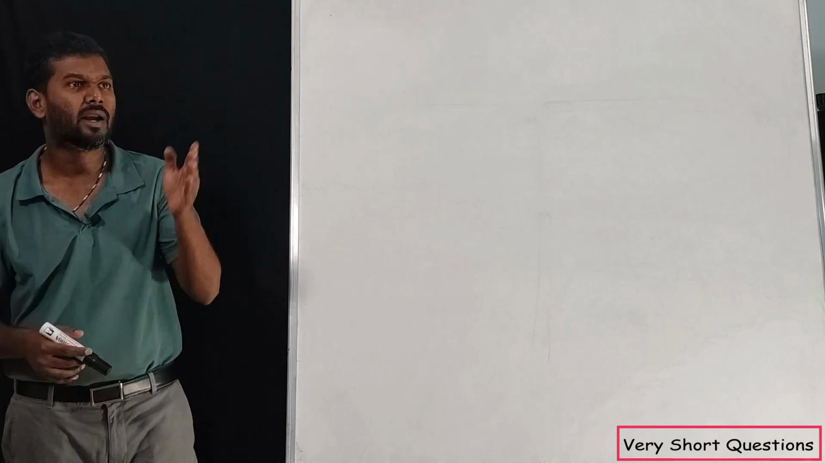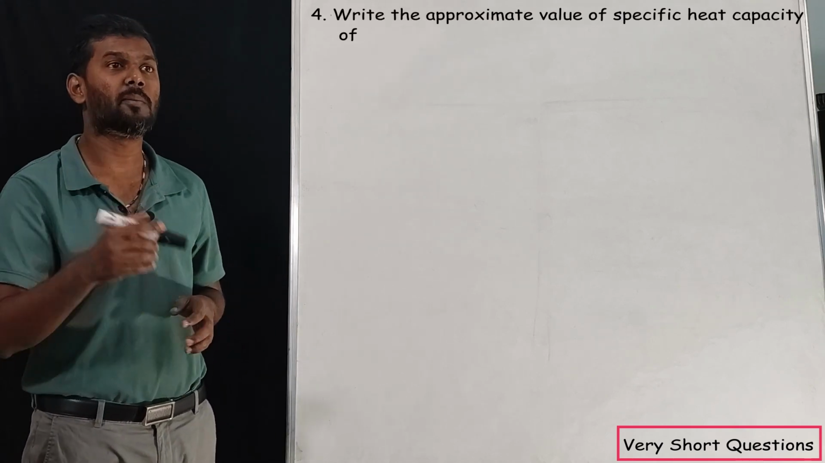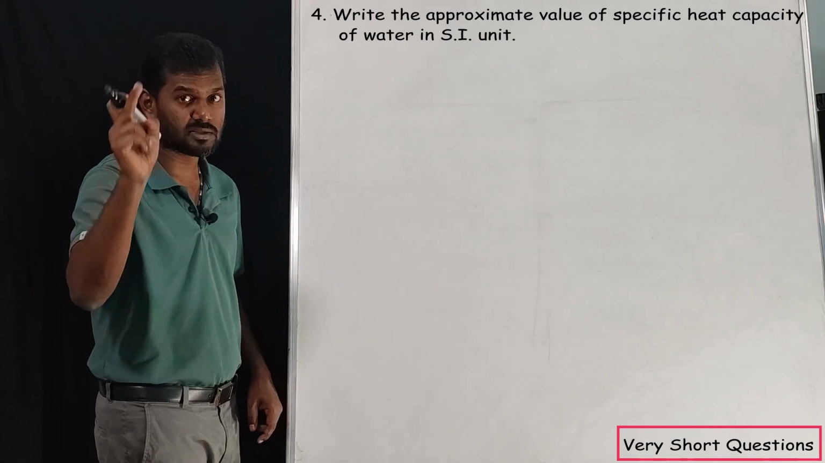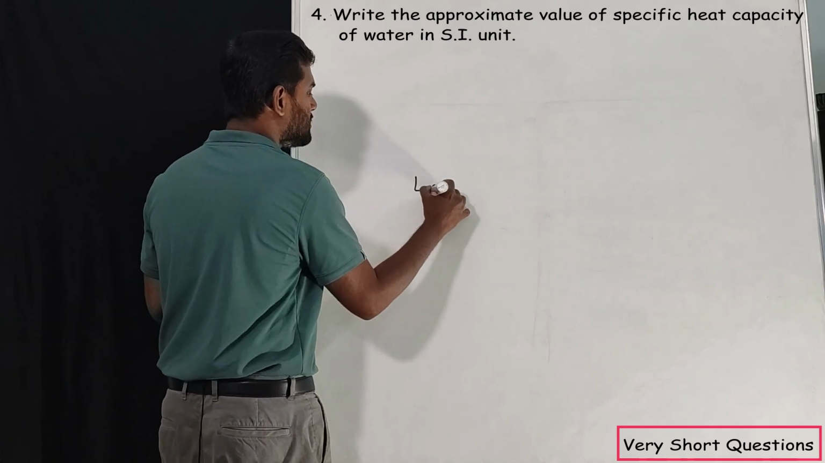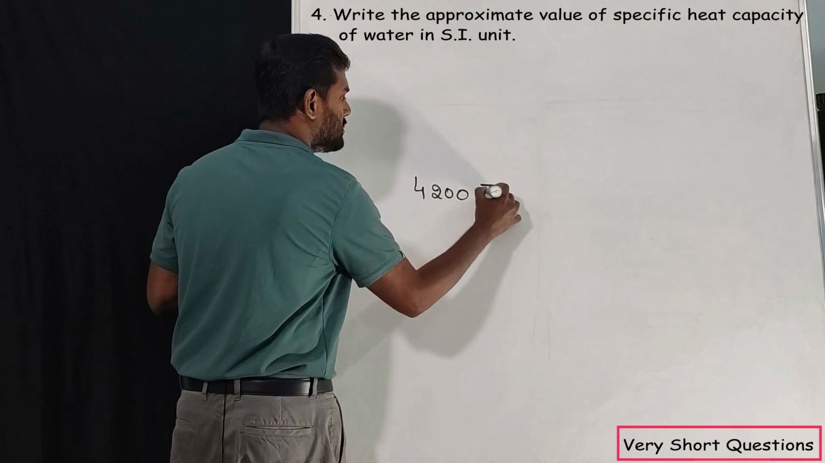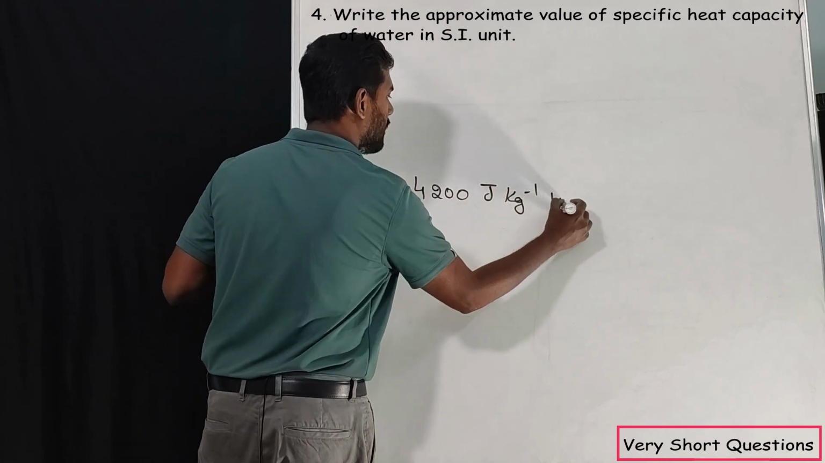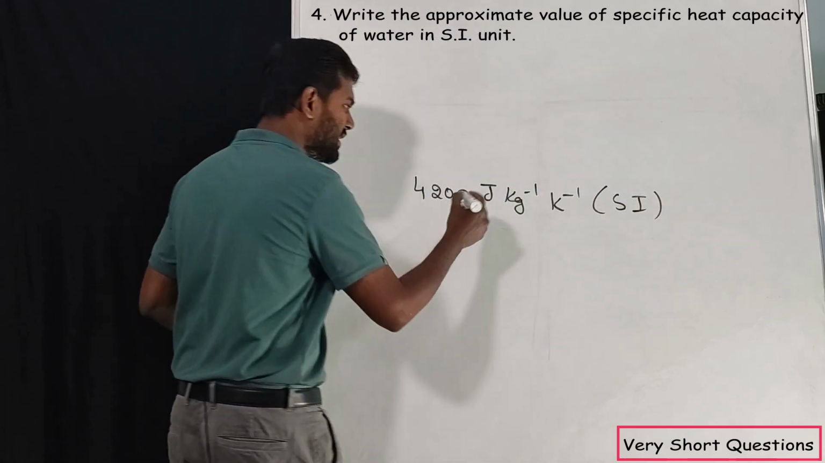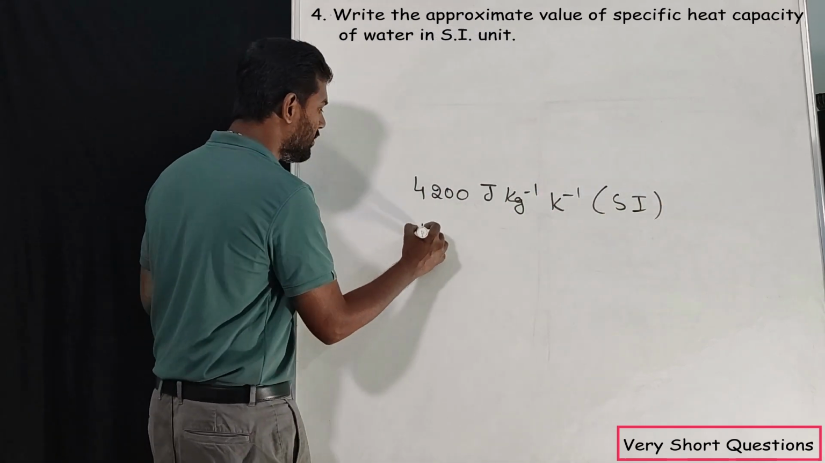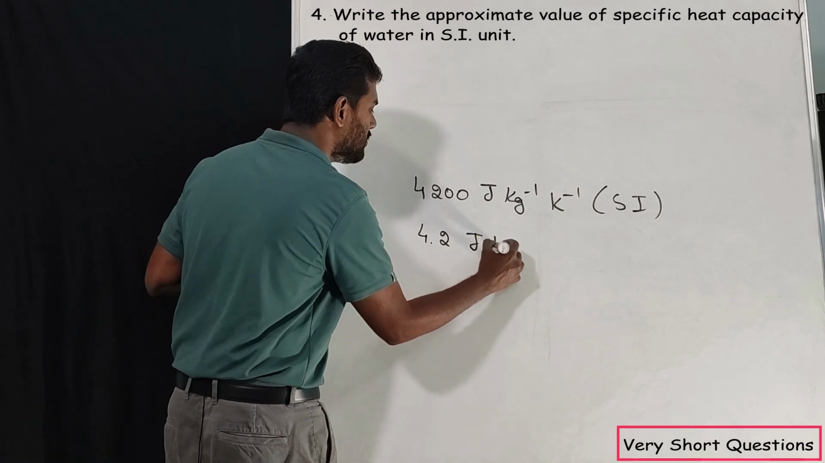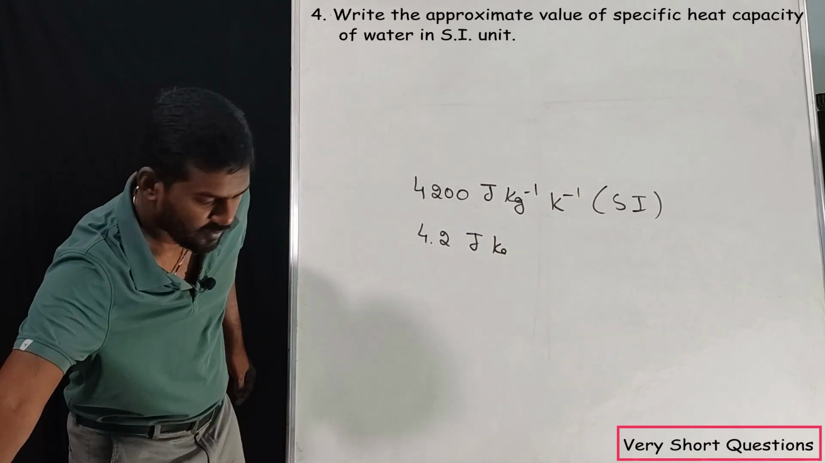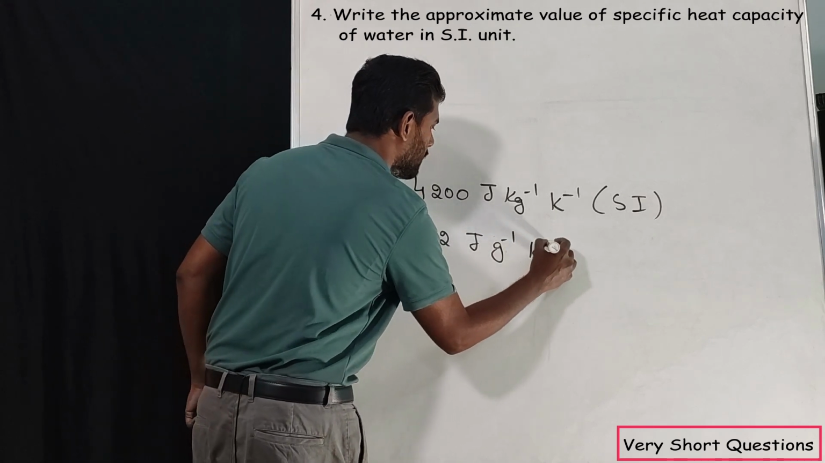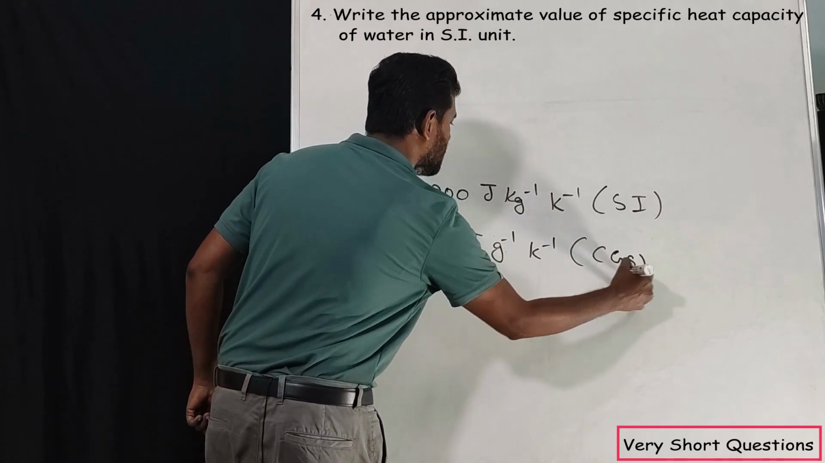Our next question, write the approximate value of specific heat capacity of water in SI unit. Very simple, they are asking in SI unit, keep that in mind. That is 4200 joules per kg per Kelvin. This is in SI unit. If they are asking the same question in CGS unit, the answer will be 4.2 joules per gram per Kelvin. This is in CGS unit.